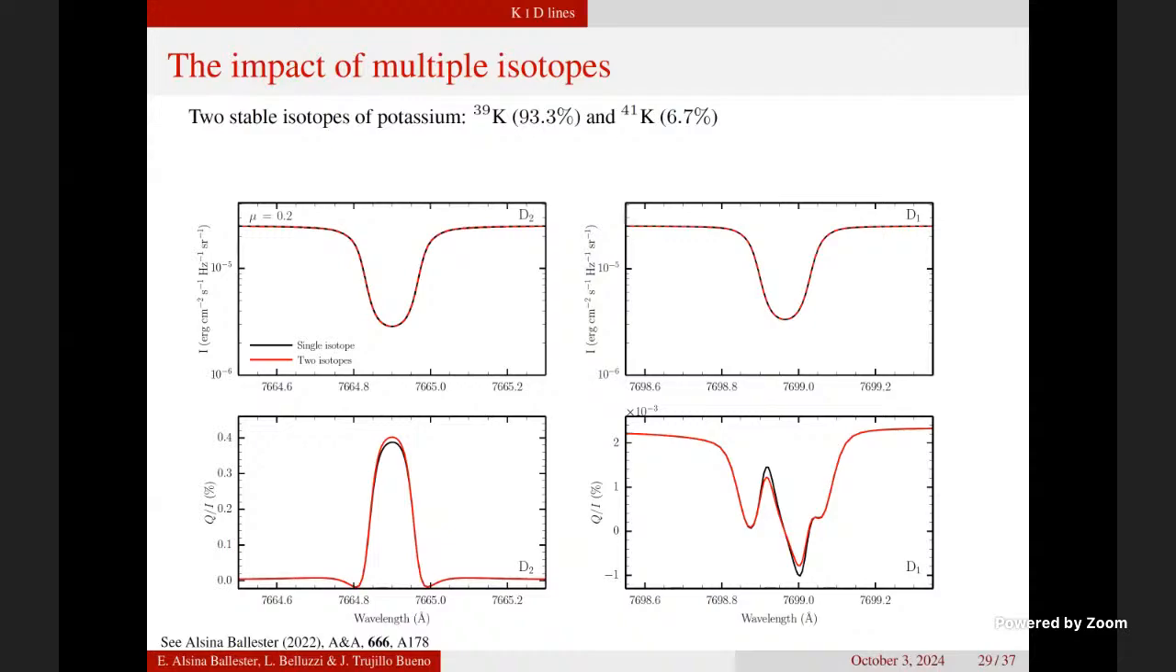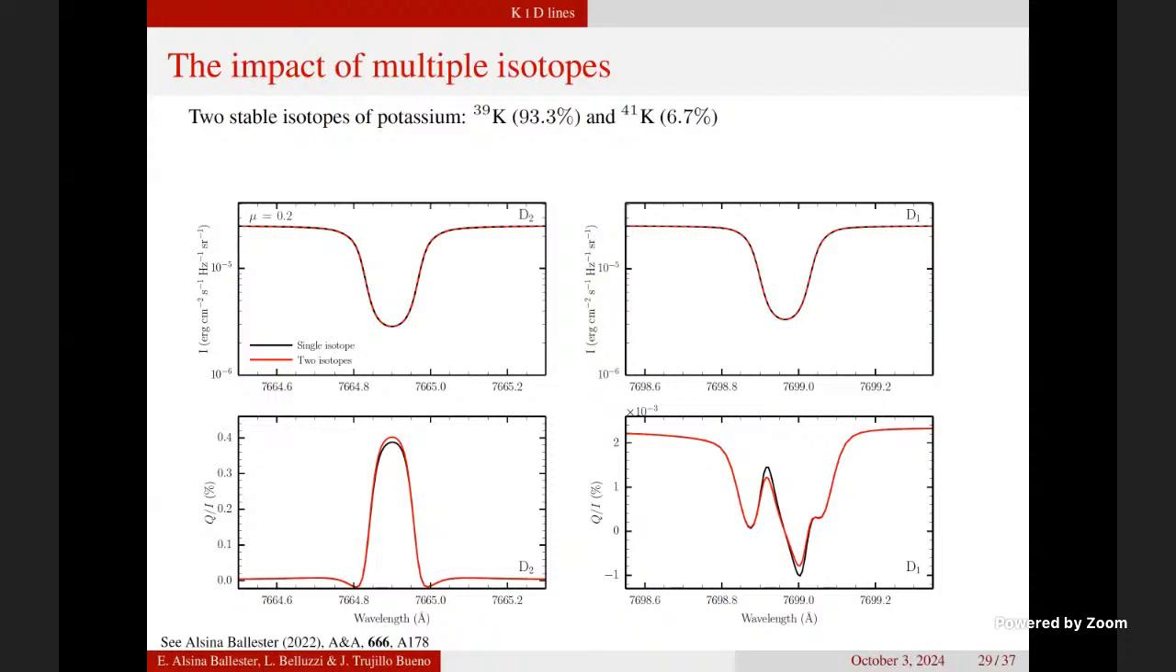We see that the impact is very small and only in the scattering polarization. So we can safely consider calculations only with the most abundant isotope, potassium 39, which makes our calculations a bit lighter. Anyway, what I want to highlight here is this signal in the D1, which would be produced by the key mechanism, but it is of the order of 10 to the minus 3%.